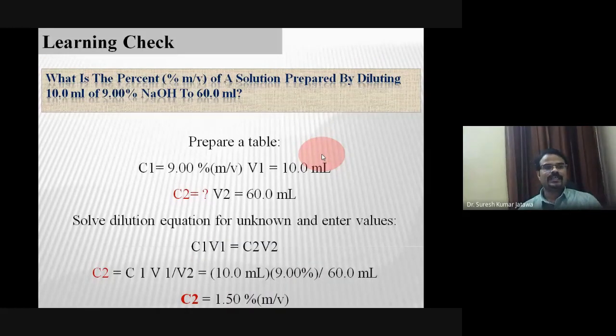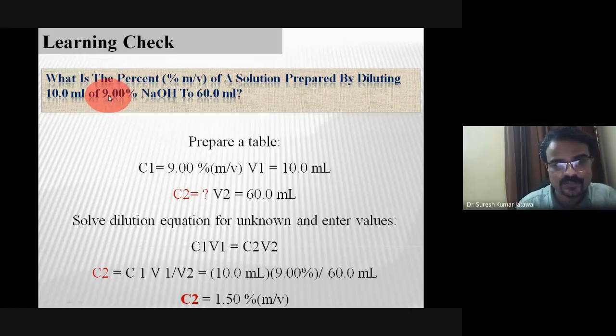Another question: what is the percent mass by volume of a solution prepared by diluting 10 ml of 9% NaOH to 60 ml? Here is given 10 ml of 9%. Means 9% is your C1. It is given. It is the initial solution. You have to prepare from this solution 60 ml. So what will be the percentage?